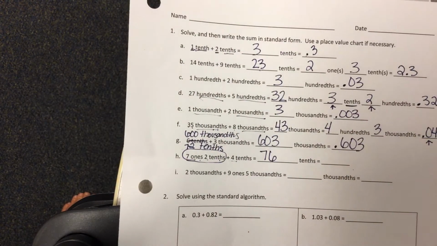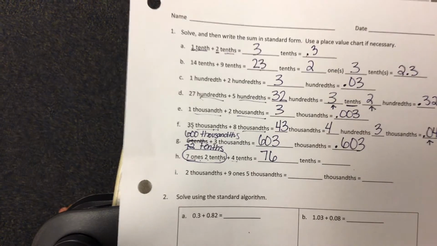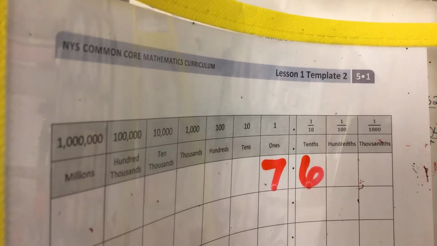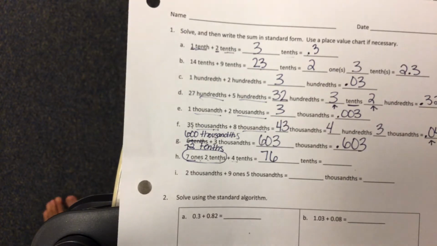And how would I write 76 tenths in place value in decimal form? Well, that 6 is going to be in the tenths, and then that 7 would be in the ones column. So that is how you would write it in decimal form, 7.6 or 7 6/10.